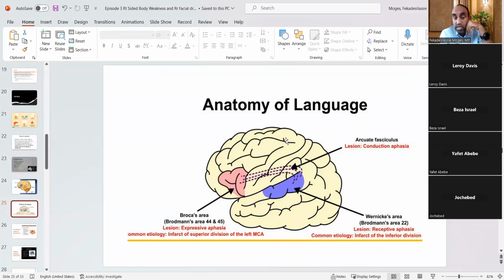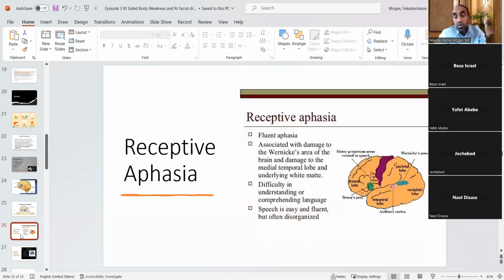When it is global, that means an extensive area of the brain is affected. So both sensory as well as motor components of speech are gone. So it's going to be very difficult for the patient to understand anything. Okay. I thought it is important.